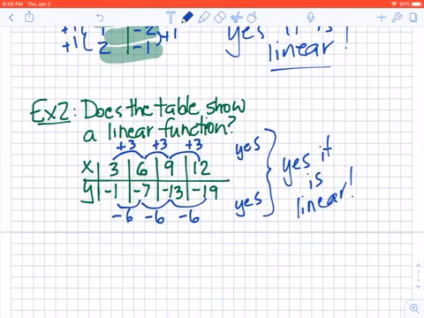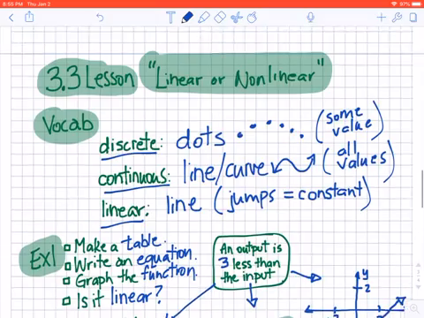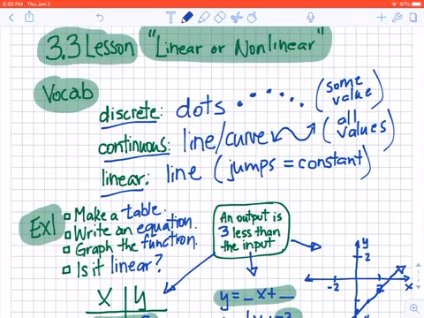Okay, hopefully that helps you as you do your homework. Linear versus nonlinear graphs.